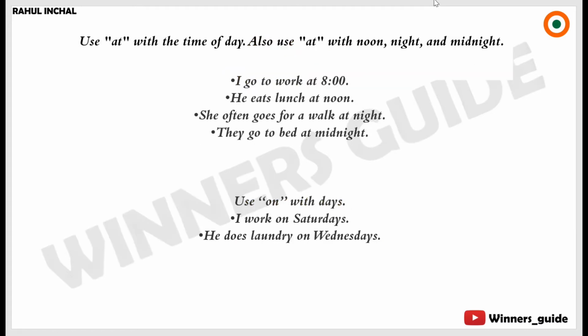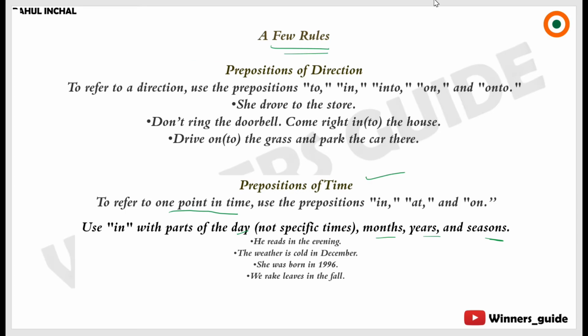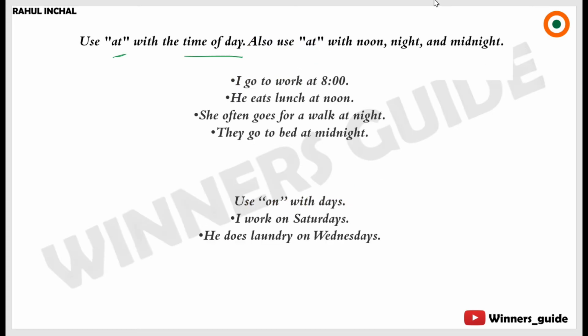Then there is another situation. Use at with the time of the day. Here, we used in with parts of the day, months, years, and seasons. Here, we use at with the time of day. For example, I go to work at 8 o'clock. He eats lunch at noon. She often goes for a walk at night. They go to bed at midnight.